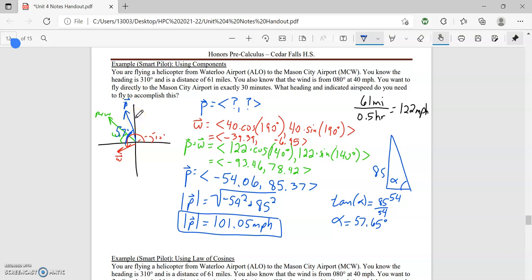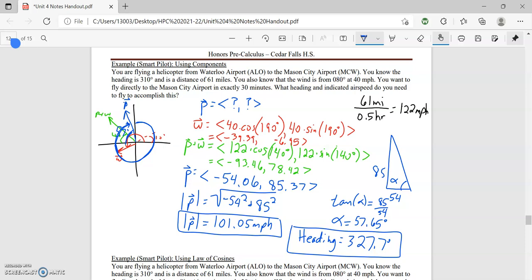So really heading would be going from north all the way around until we get to that P vector. Well, we know that is 270, right? If we go back around here, 90, 180, there's 270 plus 57. So we just got to do 270 plus 57.65 degrees, and you say the heading would be 327. I'm just going to round that to 327.7 degrees.